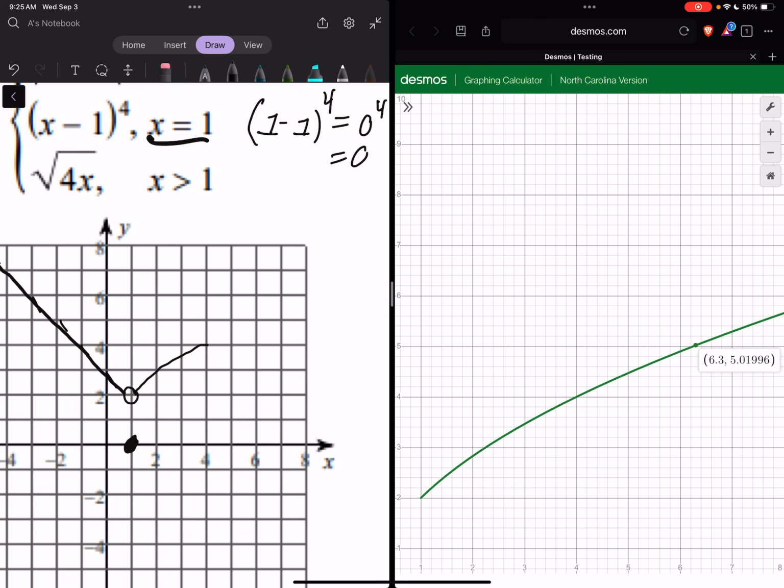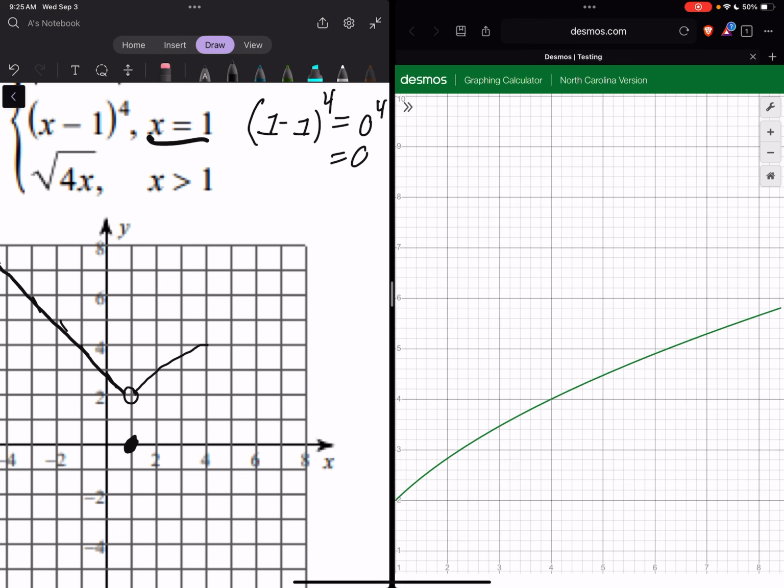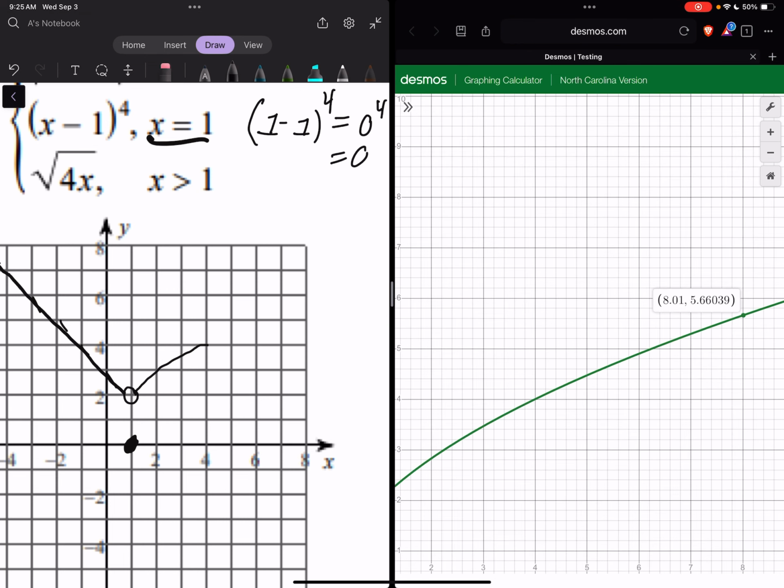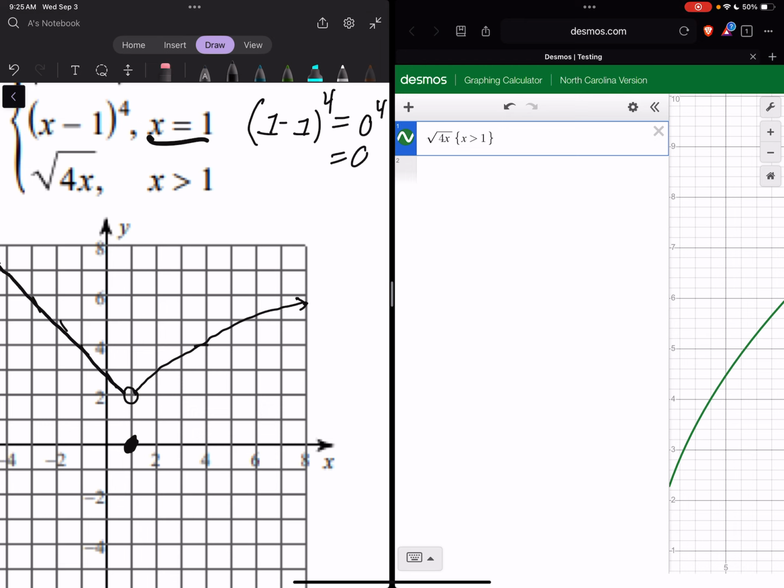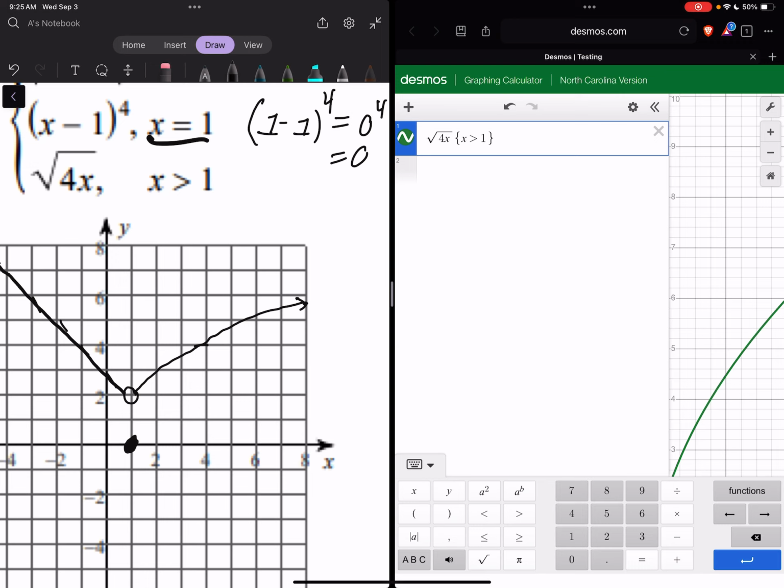Now we're going to keep going up. And I just want to see what it is at 8. At 8, we get 5.65, blah, blah, blah. So it's about right there. There's my graph. If you've not picked up on it already, you can just type these into Desmos to begin with, but I highly encourage you not to because I'd like for you to understand how these work together.